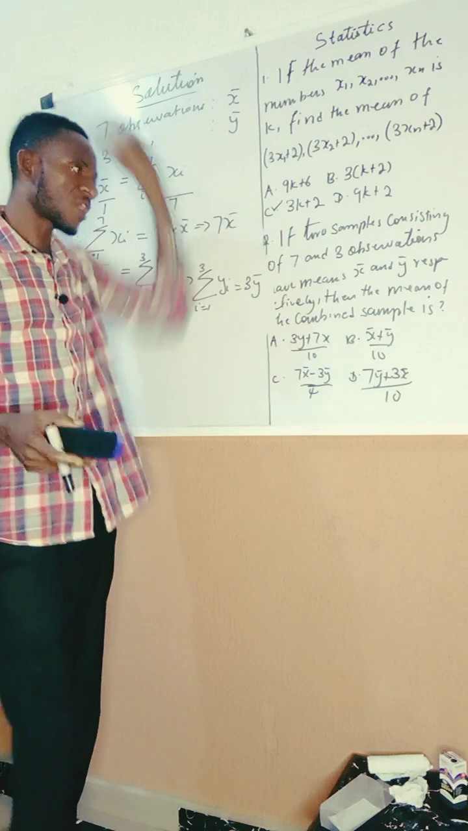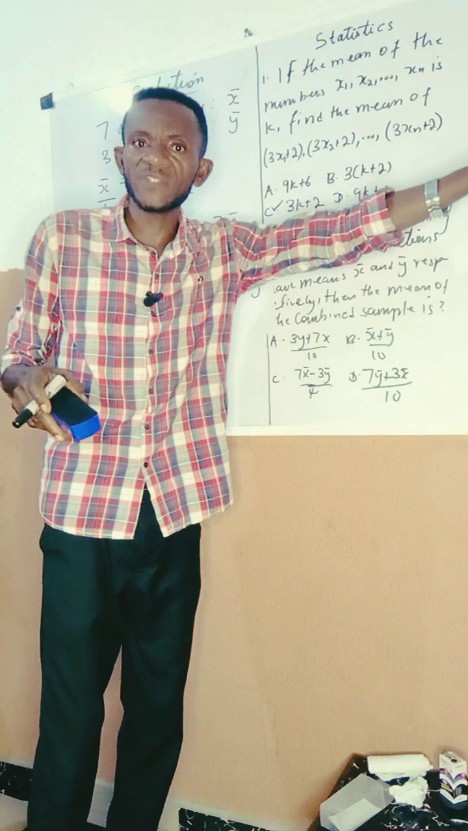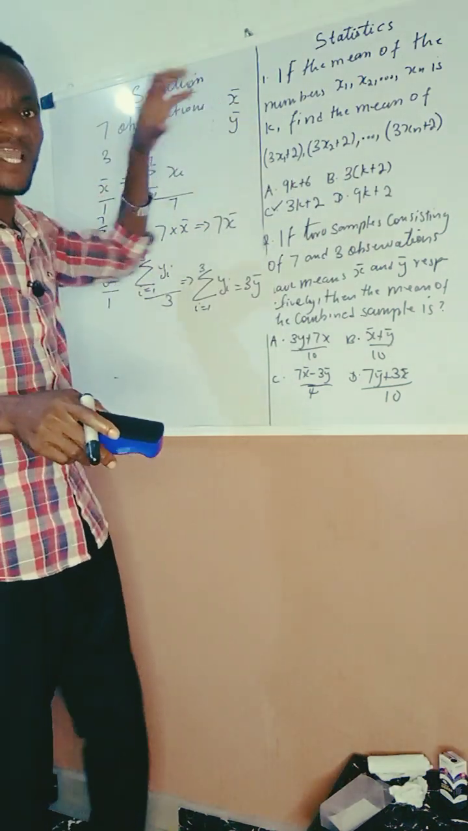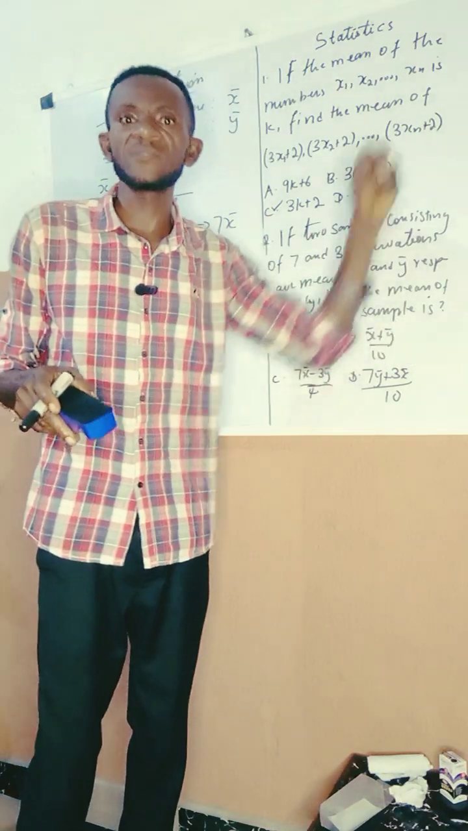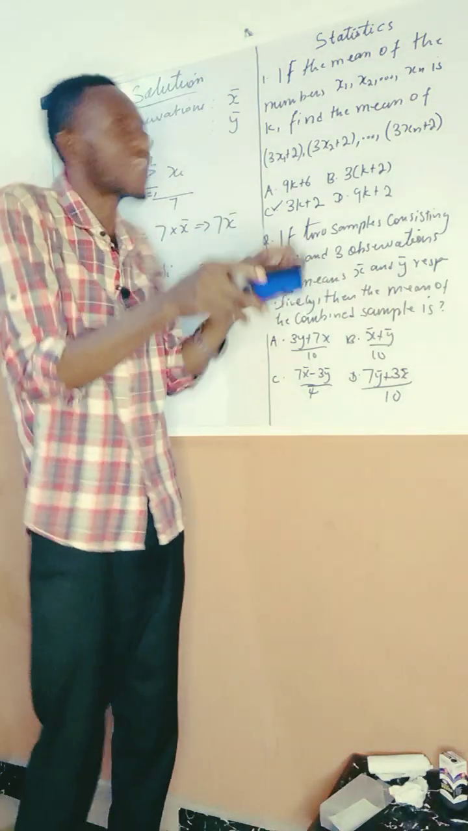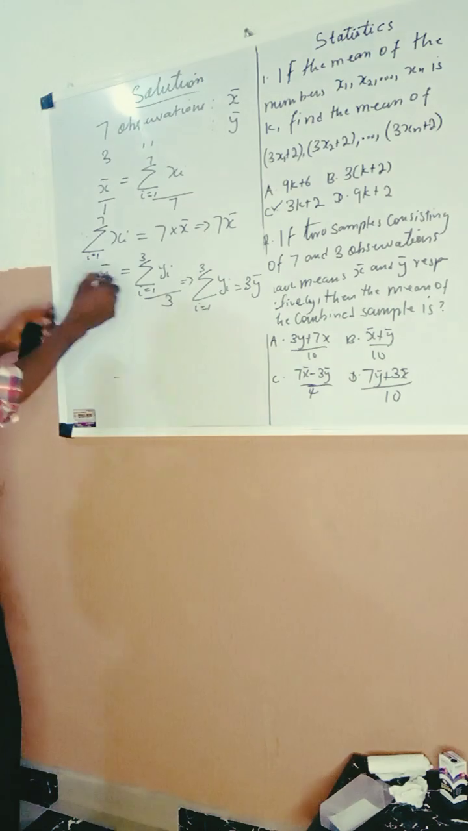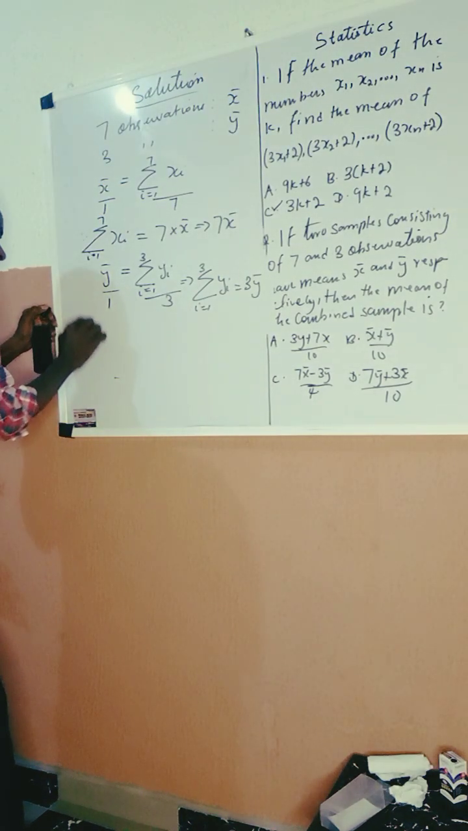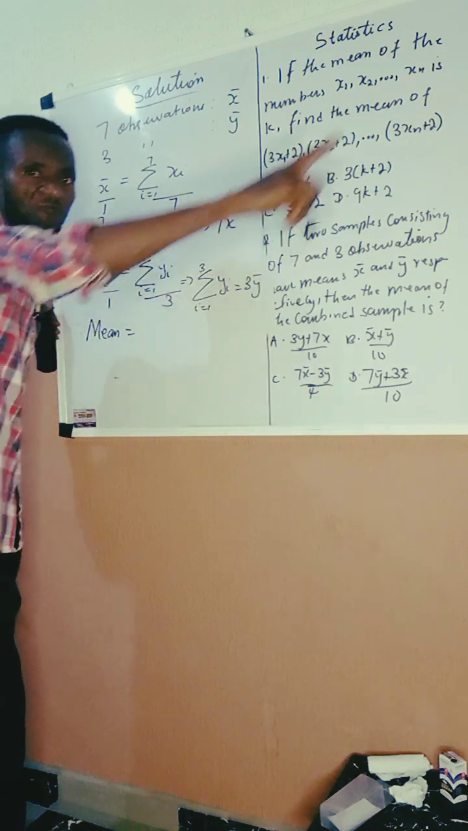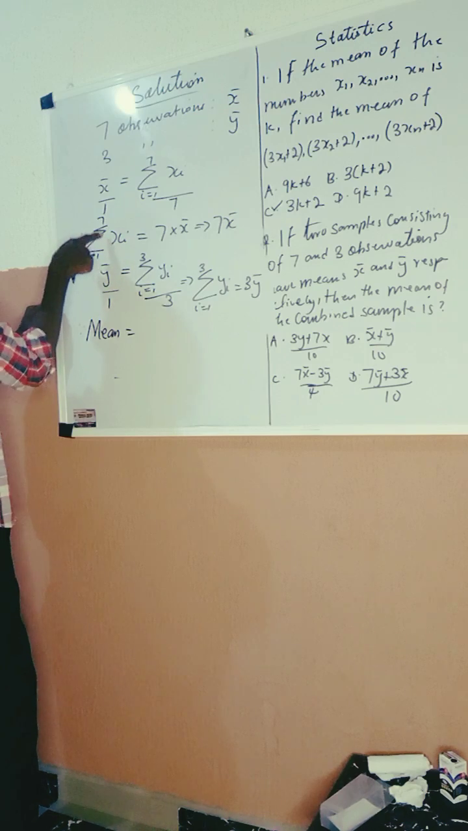Are we there? For us to get the mean of the combined sample, we are going to sum all the observations in sample 1, which is in terms of x, and sum all the observations in sample 2, which is in terms of y, and then divide it by the total number of x and y. So we say therefore, the mean of the combined sample is the sum of all the observations in x.